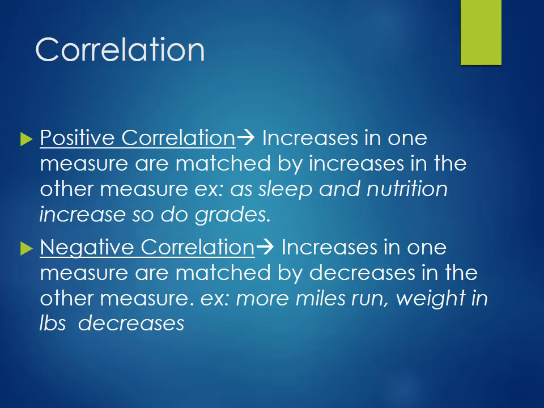When we do see it, a positive correlation is an increase in one measure matched by increases in another measure. Example, sleep and nutrition. As you increase those, your grades are going to increase. A negative correlation is an increase in one measure matched by decreases in the other. The more miles I run, my weight in pounds is going to decrease, right? So again, it's not that it's a bad thing. There's a strong correlation. The only reason it's called negative is because it has a negative slope. It's pointing down.